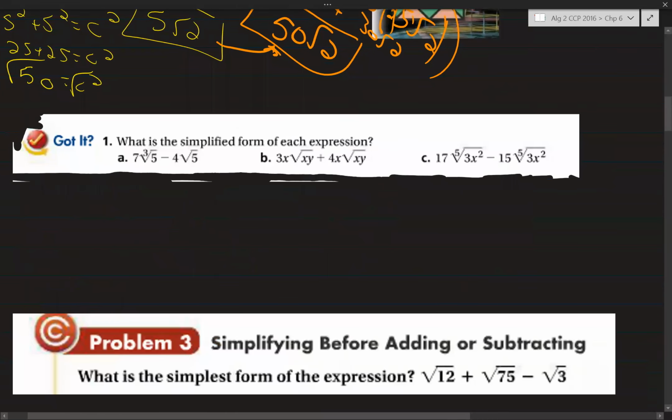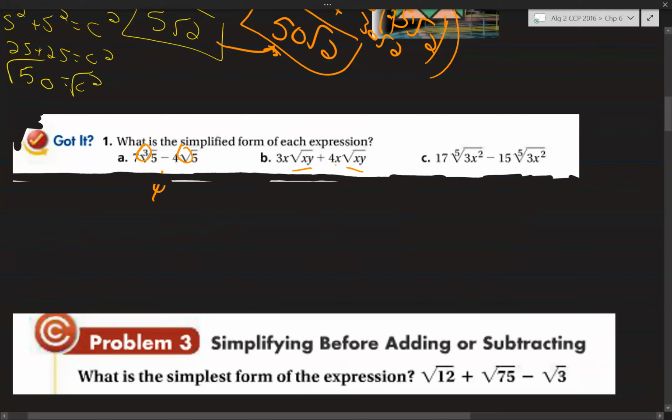So, quick review of what we have. What's the simplified version of each one? We have cube root of 3, cube root of 5, and a square root. So this one is simplified. There's nothing else we can do with it. In the second one, we do have a match, so we're ready to move on with that.